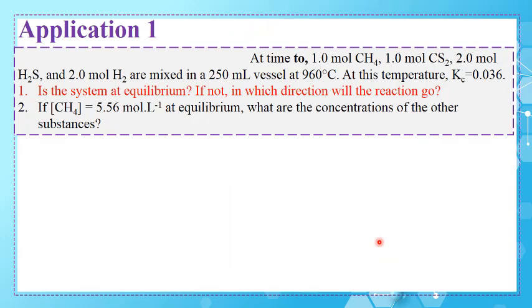Let's do this application 1. Now I will not ask you to pause on this application, because I want to explain it to you. We have the following reversible reaction, and pay attention that all the reactants and the products are found in the gaseous phase. So this is the case of homogeneous equilibrium. At time t0, we have 1 mole CH4, 1 mole CS2, 2 moles H2S, and 2 moles H2. So we have the initial number of moles. They are mixed in a 250 milliliter vessel at a given temperature.